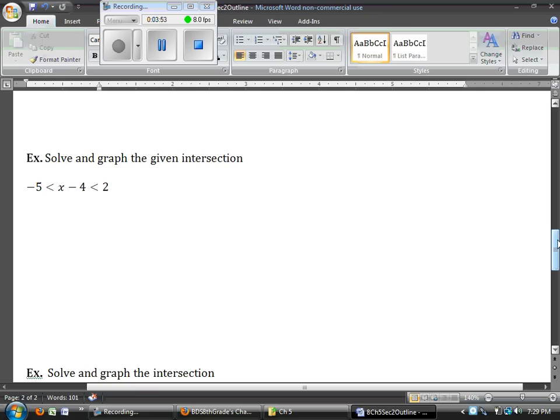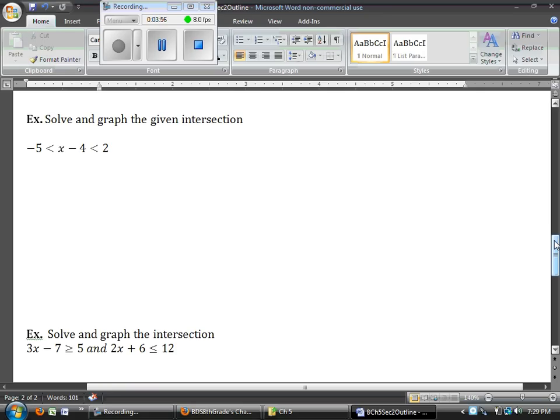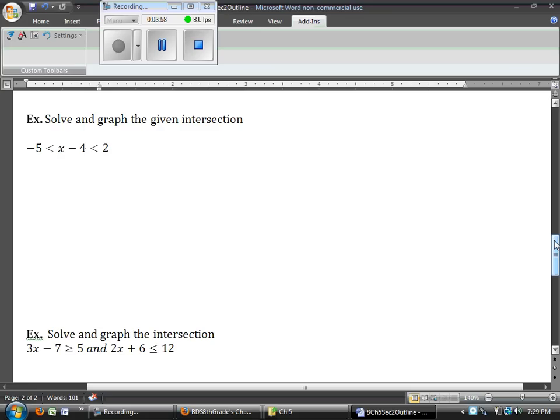So now let's talk about how to solve an intersection. This is just like solving a normal inequality or equation. I need to get x by itself. So in order to do that, here I need to add 4. Now, you're probably going to think, which side do I put it on? You're going to put it on every side. Anytime you add, subtract, multiply, or divide, in this case, you have to do it to all 3 sections. So that gives me -1 is less than x is less than 6.